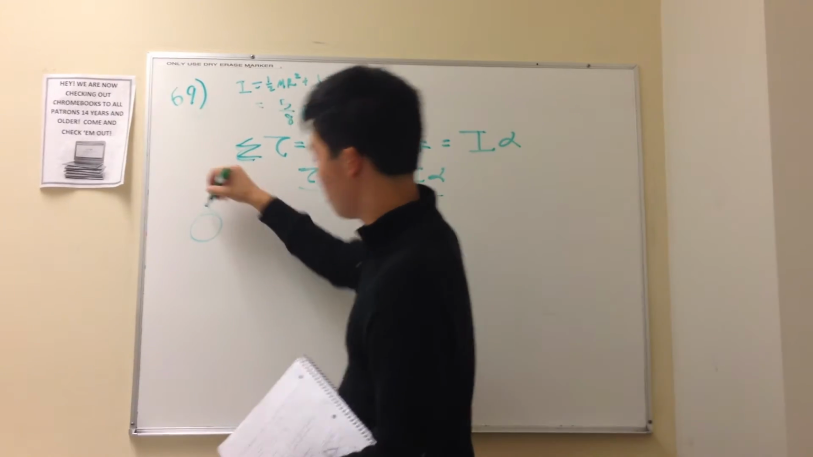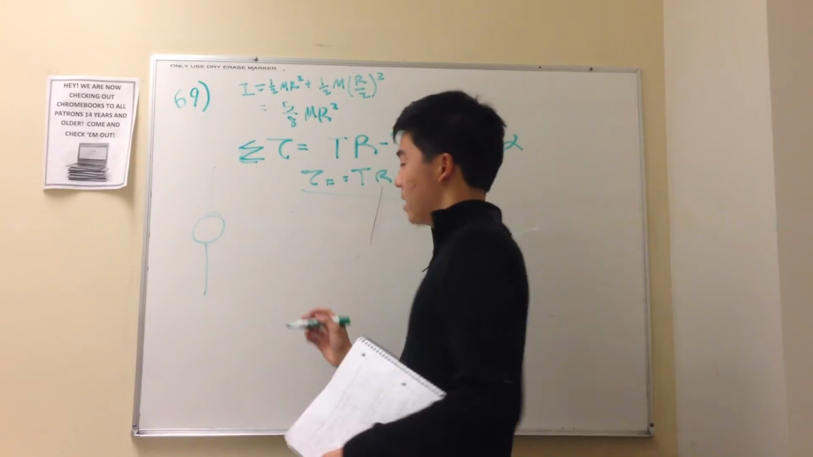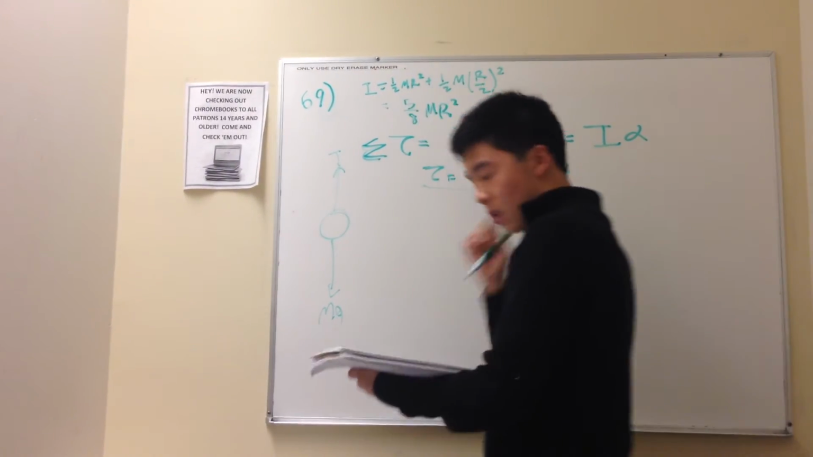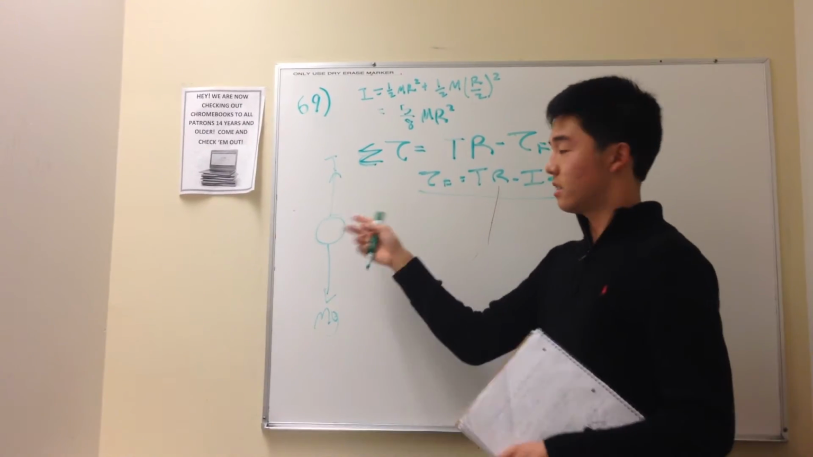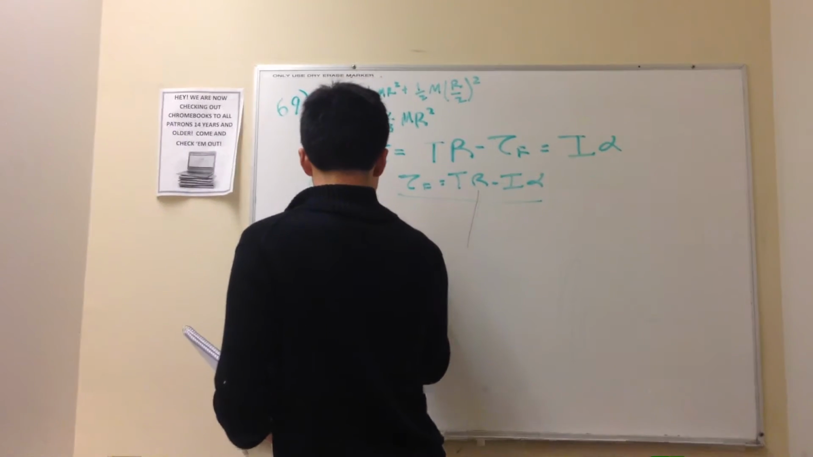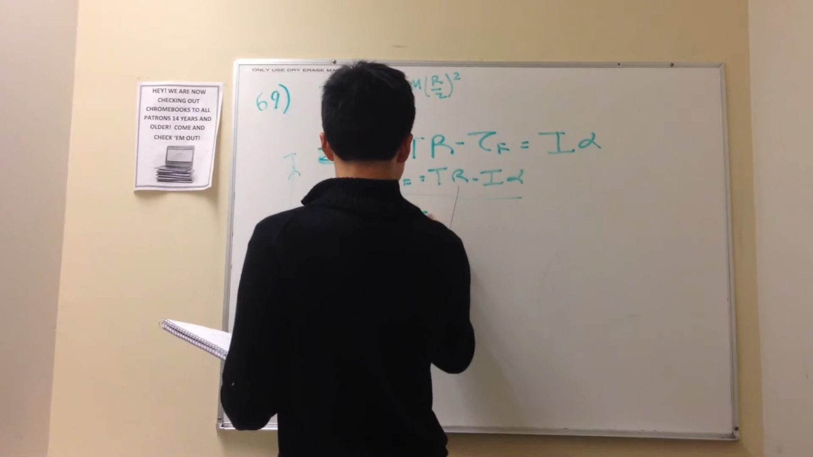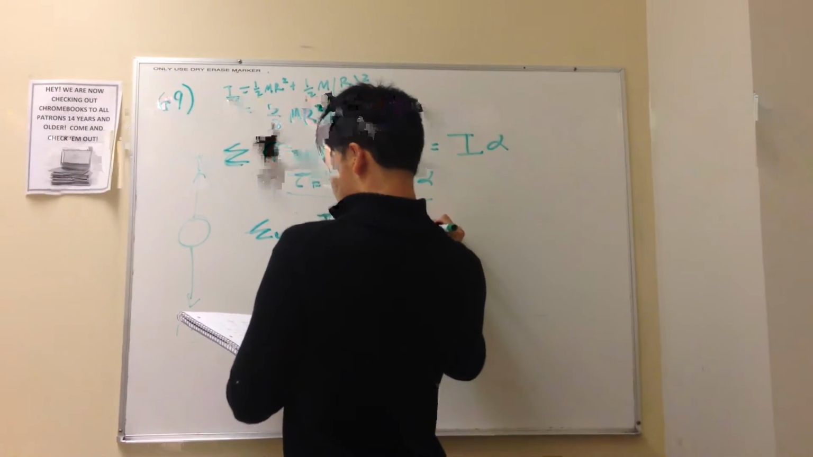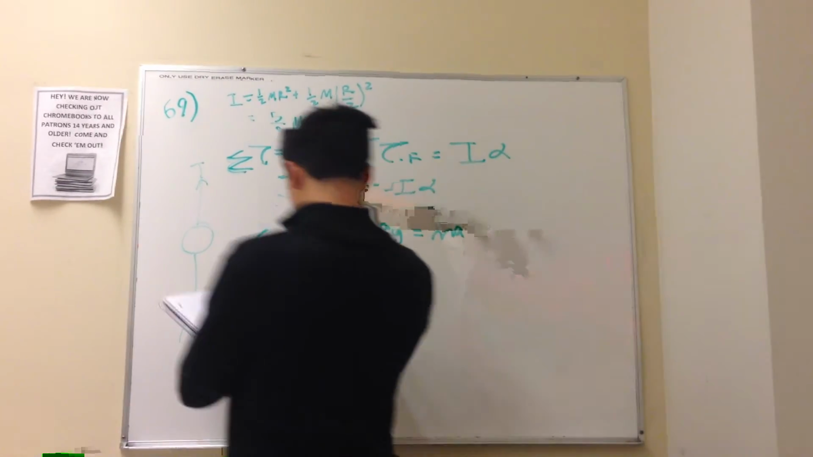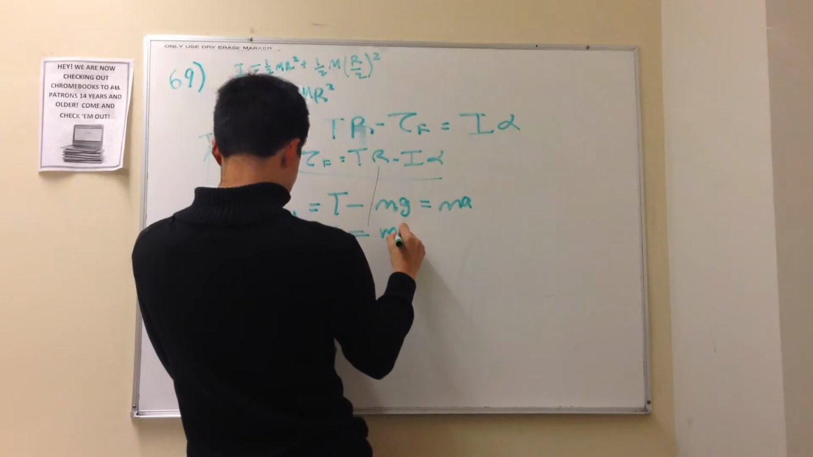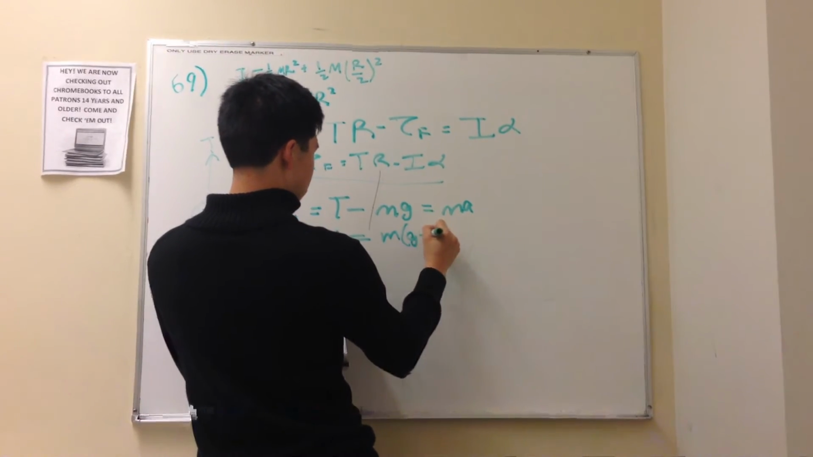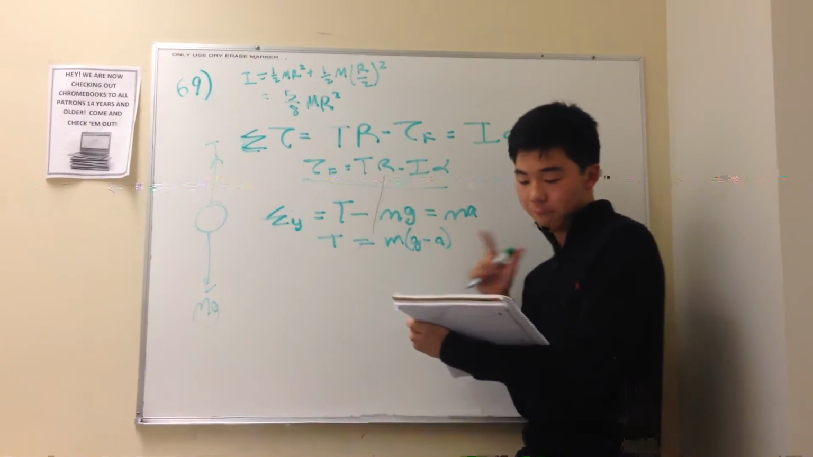We'll use it later. Now, this is the free body diagram of the hanging mass, with tension up and mg down. If we sum the forces in this free body diagram, this is the mass hanging off of the two cylinders, we get tension minus mg equals ma. And if we do some algebra and rearranging, we get tension equals mg plus ma.